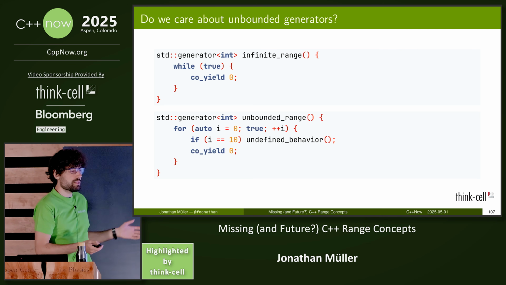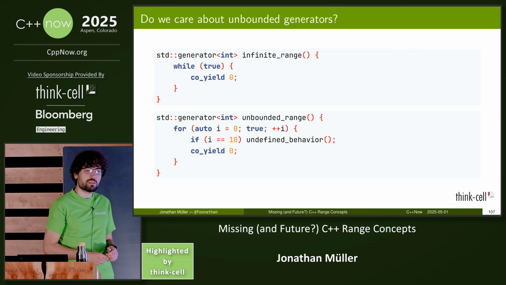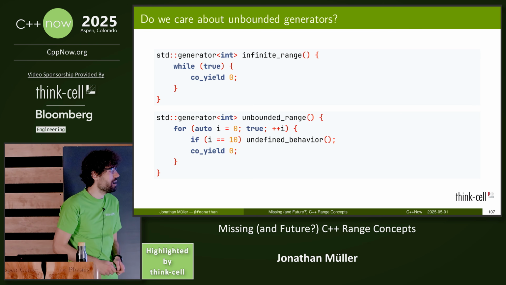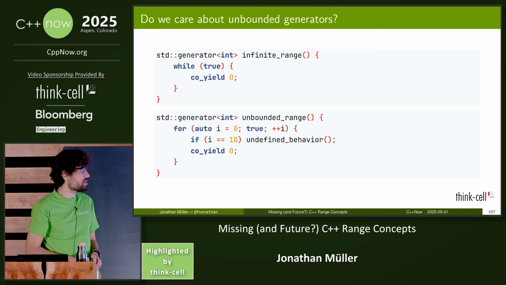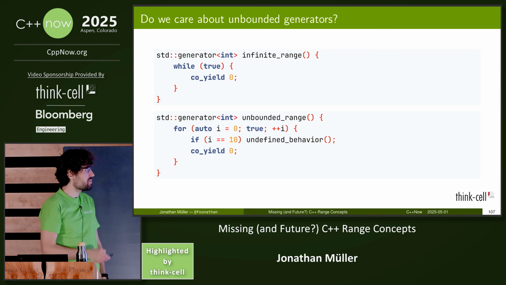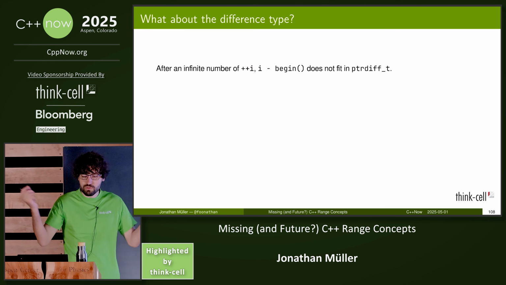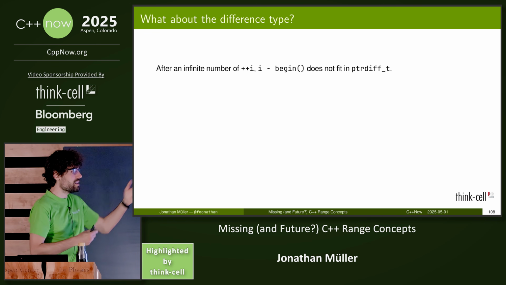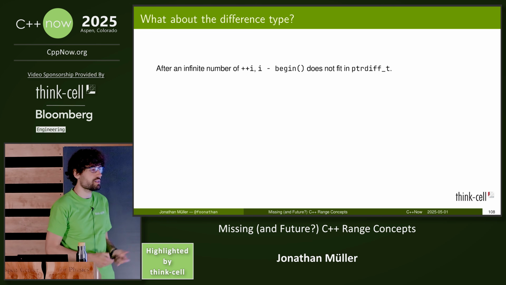And so at this point, I was really glad that I titled this talk "Missing Range Concepts," because I don't have a solution for that yet. This is something we have to work on in the standard, because that isn't even the entire problem space. What about difference type? If you do ++i an infinite number of times, you will exceed ptrdiff_t of T when you do this abstraction.